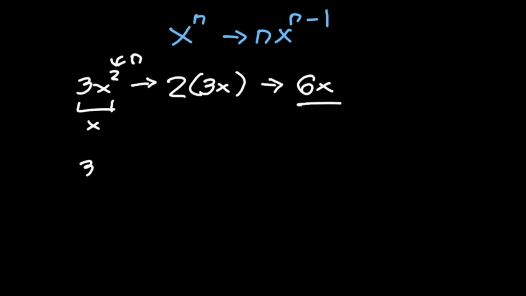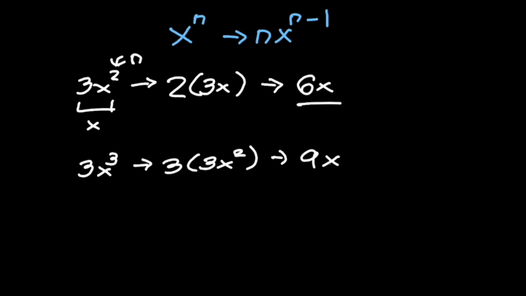Let's try more examples. 3x cubed. Same as before. Multiply 3 by 3x raised to the power of 3 minus 1, which will be 2. Multiply these two together, you will get 9x squared.